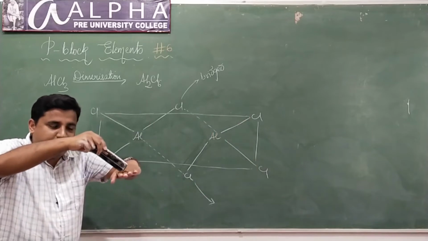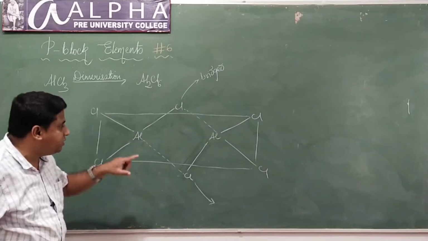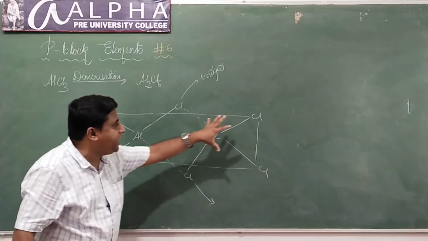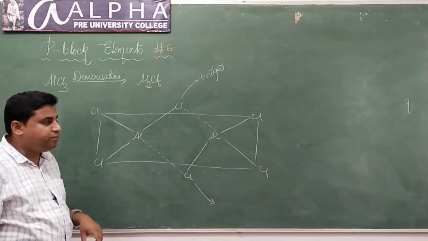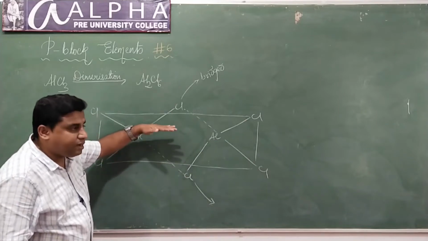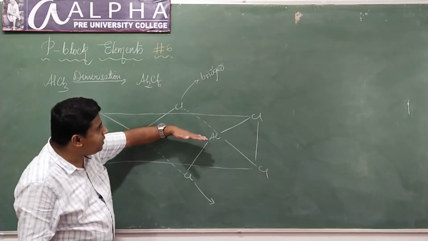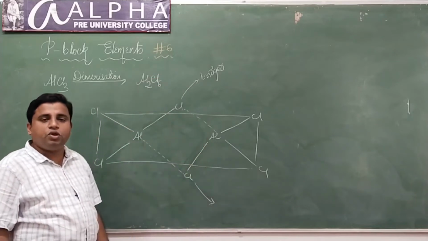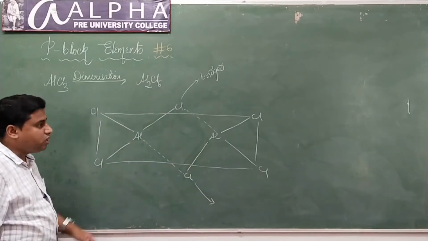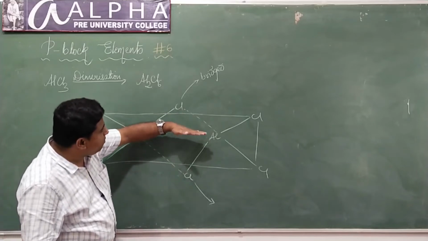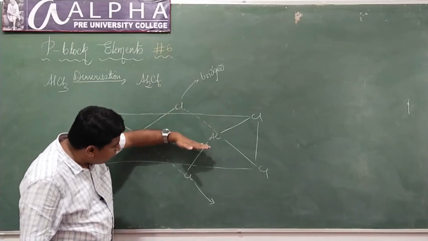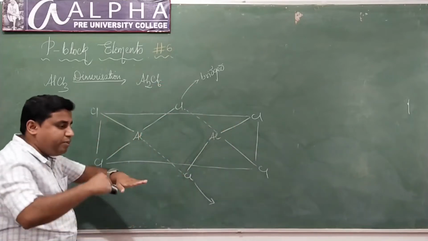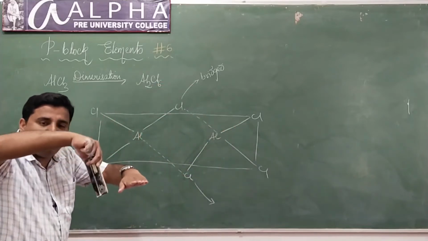The two aluminium atoms and the four chlorine atoms will lie in one plane, whereas for the bridged chlorine atoms, one bridged chlorine atom will be above the plane and the other bridged chlorine atom will be below the plane. Understood? One bridged chlorine will be above the plane and another below the plane, whereas the two aluminium atoms and the four chlorine atoms will be in one plane.